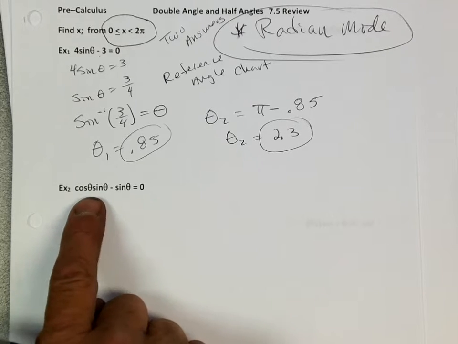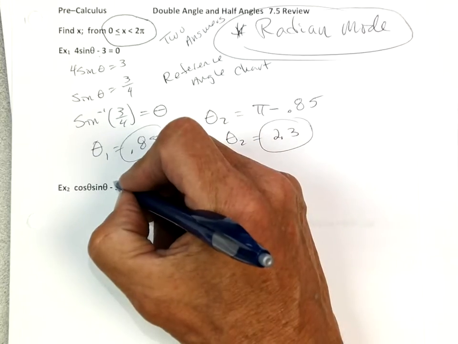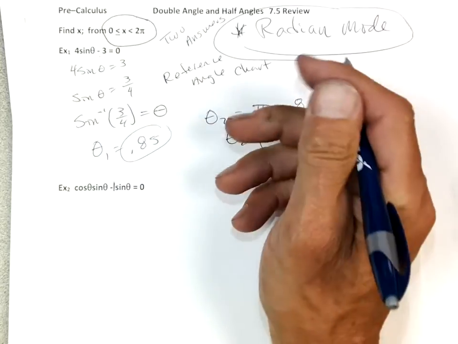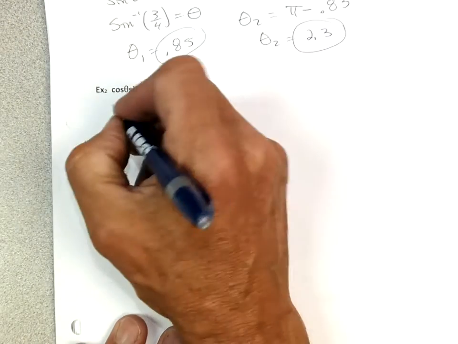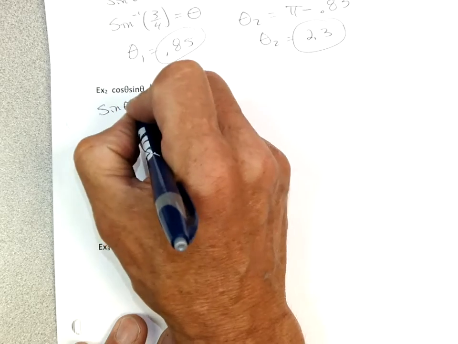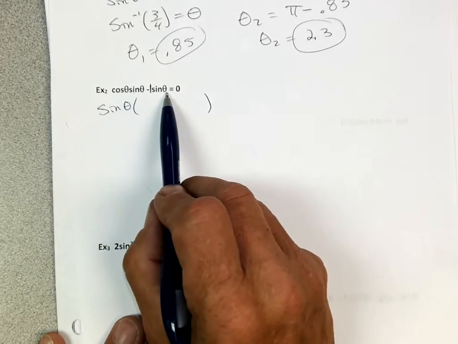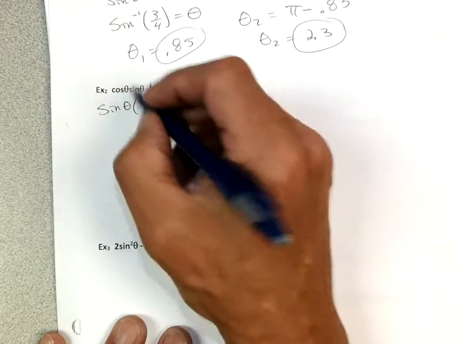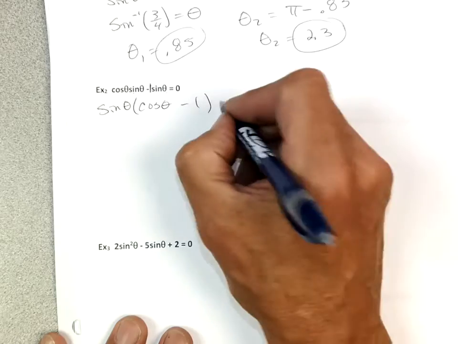What I'm going to do is common factor. They both have a sine in common. It's going to help me a little bit, so I'm going to put a 1 there. So I'm going to common factor out a sine theta. So they both have a common term, and the common term is sine theta. If I common factor out the sine of theta, I'm going to have a cosine theta minus 1. Right?